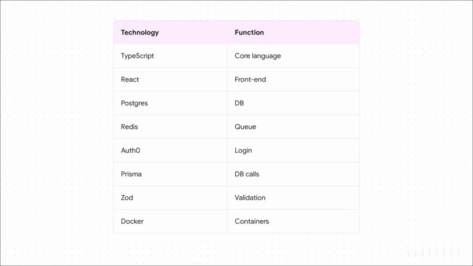He used TypeScript as the core language for the entire build. React handles the front end for the families on the outside. Postgres is the primary database. Redis acts as the in-memory database and the crucial queuing system to handle that massive email traffic.